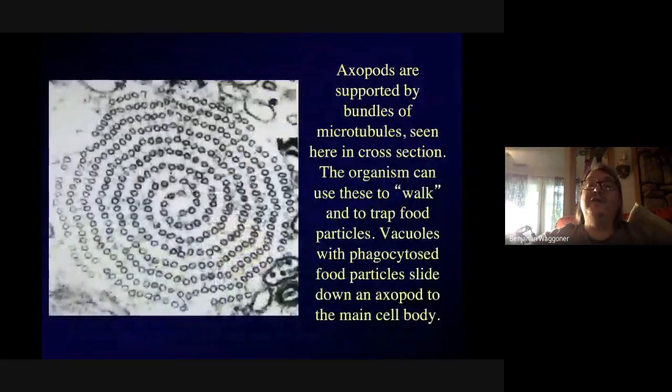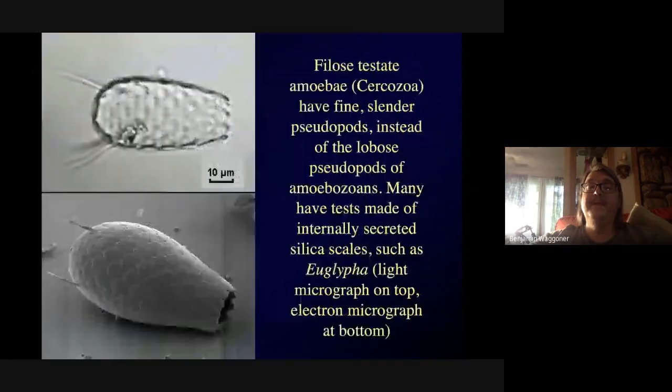There's a slice through an axopod in cross-section, and each one of those little circles that makes this kind of double spiral shape is one microtubule. These can bend to some extent. Some organisms can actually flex them enough that they can kind of walk or roll on their axopods. And they're also used to trap food particles.